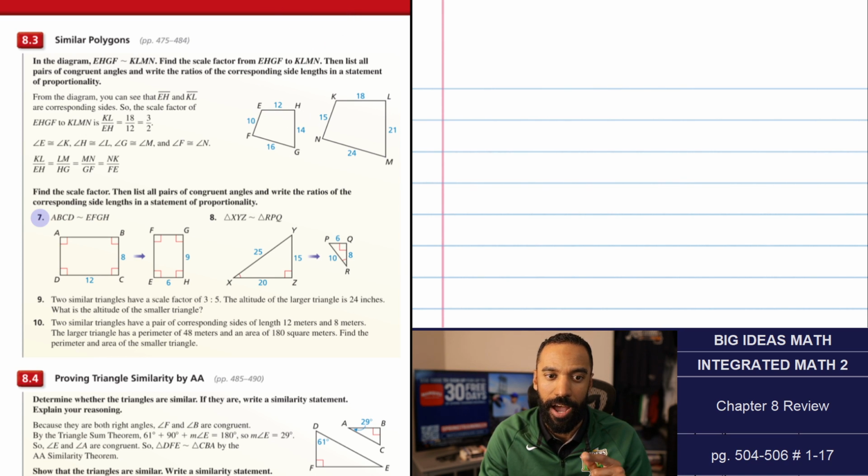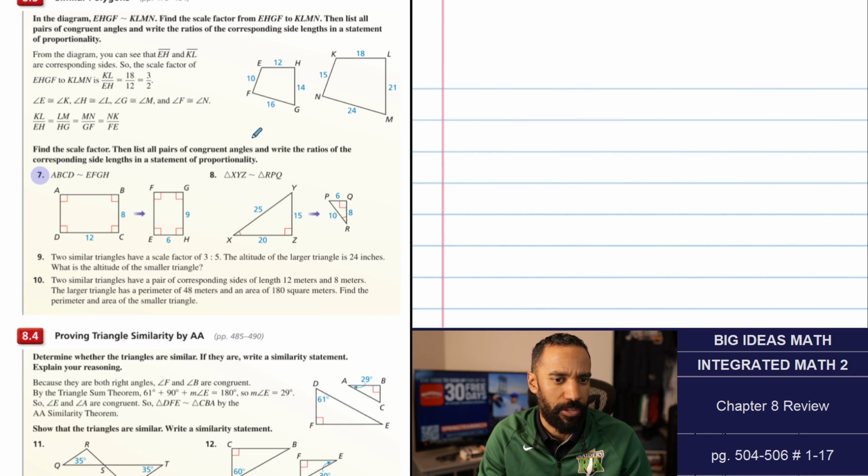Corresponding side lengths are not, however. 12 and 18 aren't the same, but they are in proportion with each other. Whatever this divided by this is, and I just mentioned this divided by this is, this divided by that is, they're all 3/2. And that's all they ask you to do for the problem. You're not doing anything else, and it looks like we are going to be doing the same thing on numbers 7 and 8. So let's go ahead and give it a shot.